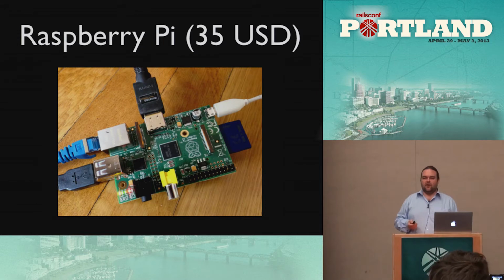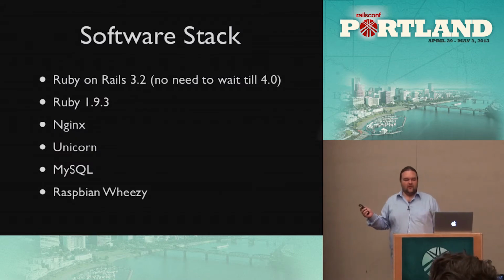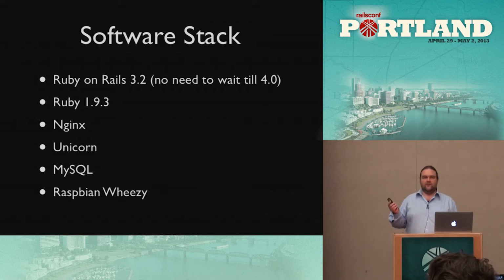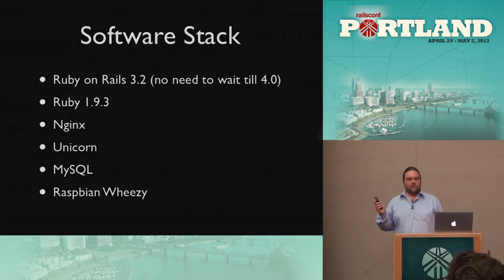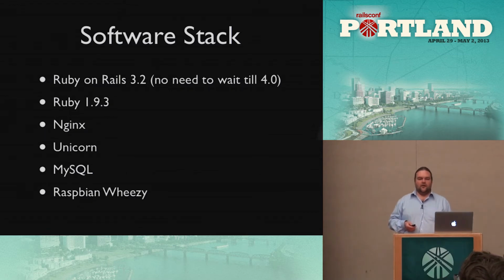Because it's easy to buy quick, fast hardware. Everybody can do that. We use the following software stack. Ruby on Rails 3.2. Obviously, you can do that the same with 4.0. It's a little bit easier, but there's no need to wait till 4. You can already do that with 2.3. I'm using Ruby 1.9.3, Nginx as a web server, Unicorn, MySQL, and the Debian Raspbian as an operating system for the Raspberry.